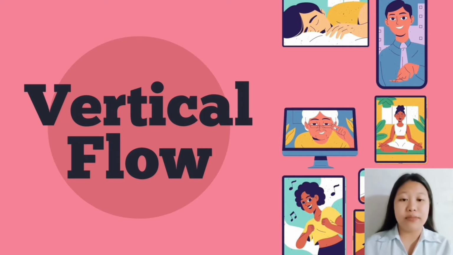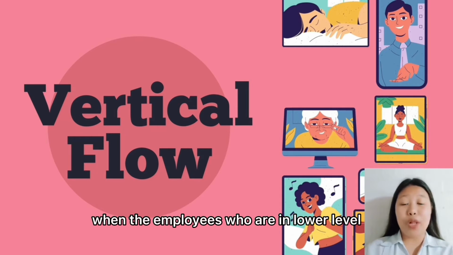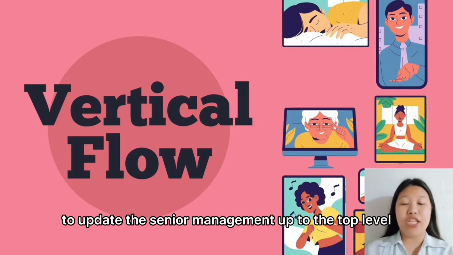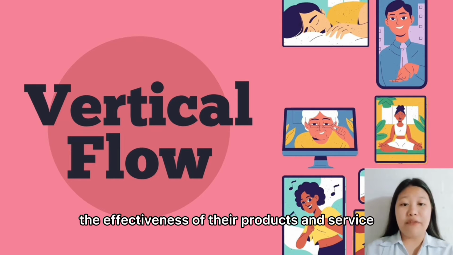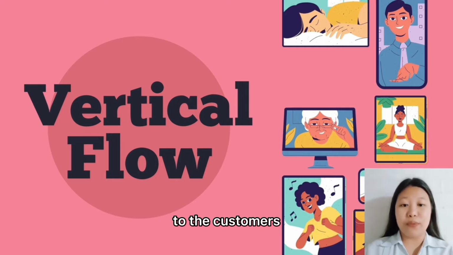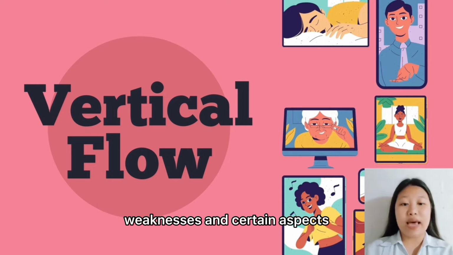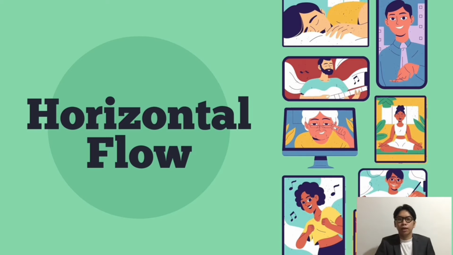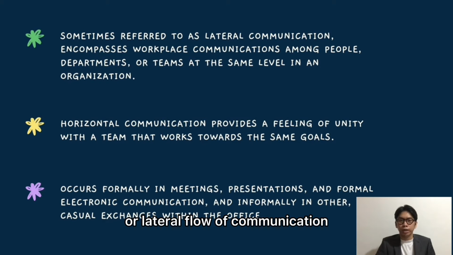On the other hand, upward communication is evident when the employees who are in the lower level of the hierarchy send their feedback reports to update the senior management up to the top level, which of course is the CEO. With upward communication, the CEO will be able to assess the effectiveness of their products and services to the customers. Not only that, they will also be able to identify the strengths, weaknesses, and certain aspects they need to improve. Vertical communication.